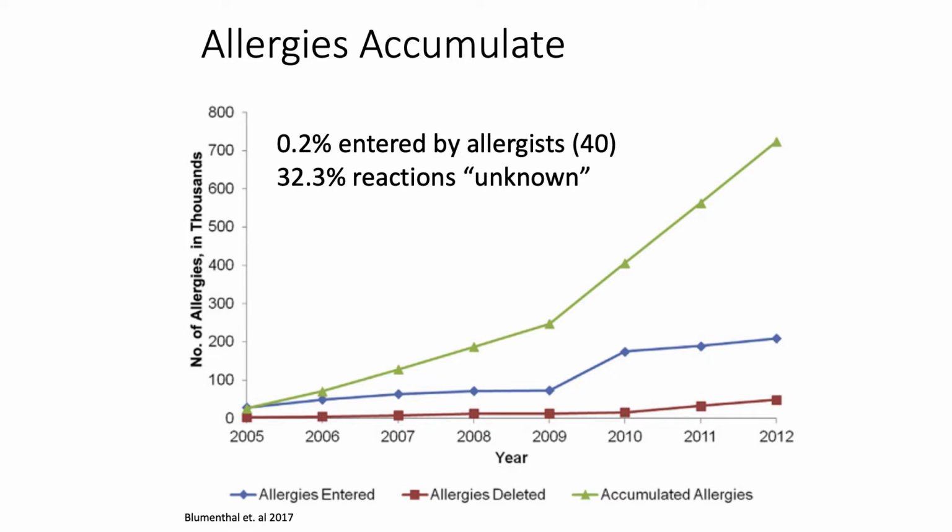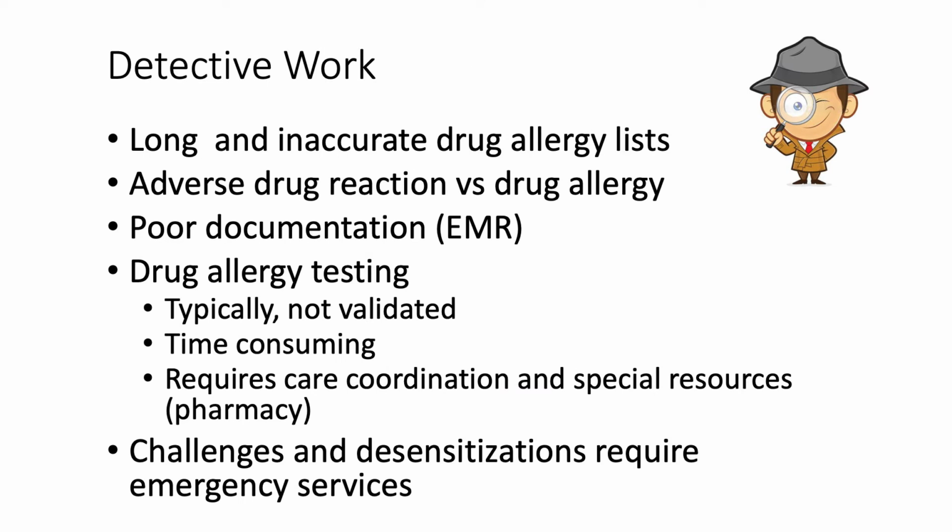This study was published in 2017 from the people at Mass General, and they have a lot of allergists on their staff. They have 40 allergists. To give you an idea, we have 4 at Nebraska Medicine. But as you can see, only 0.2% of the allergies listed in the EMR were entered by the allergists, and over 30% were unknown. And they were looking at, in the study, that allergies do accumulate over time. This was studied from 2005 to 2012, with that green line showing the allergy list get bigger and bigger in patients' charts. So then it really requires us to be detectives, all right?